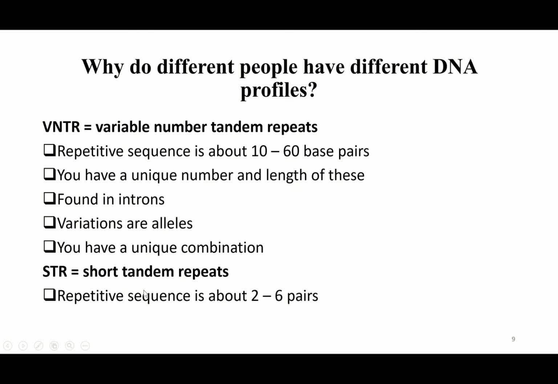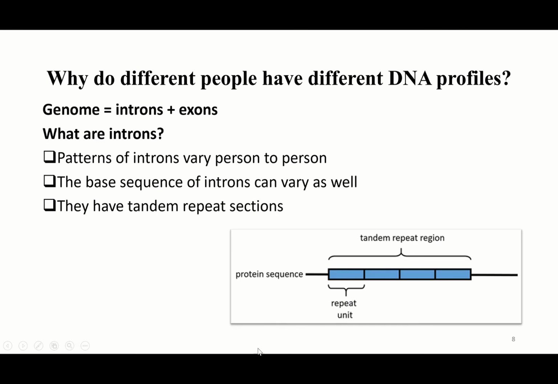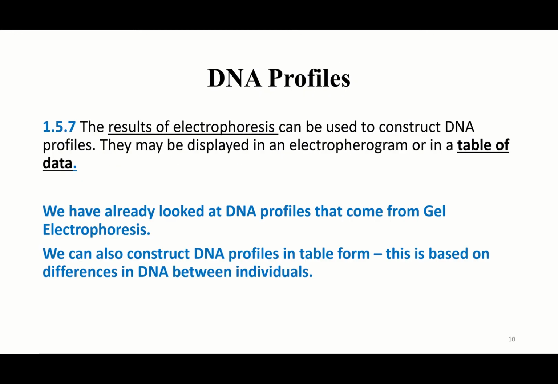And then we get to the short tandem repeats. These are repetitive sequences that are about 2 to 6 base pairs long. So each STR repeating unit would be about 2 to 6 bases long. So an STR repeat unit could be AT. But a VNTR repeat unit could be much longer, like ATCG, ATBT, AATT, GGCG.